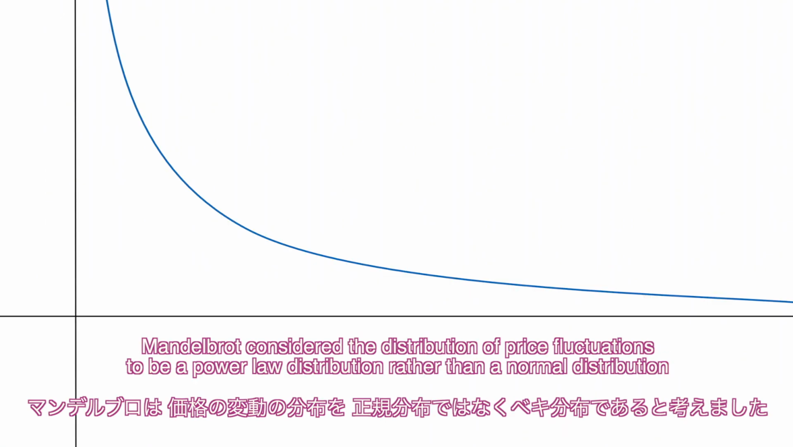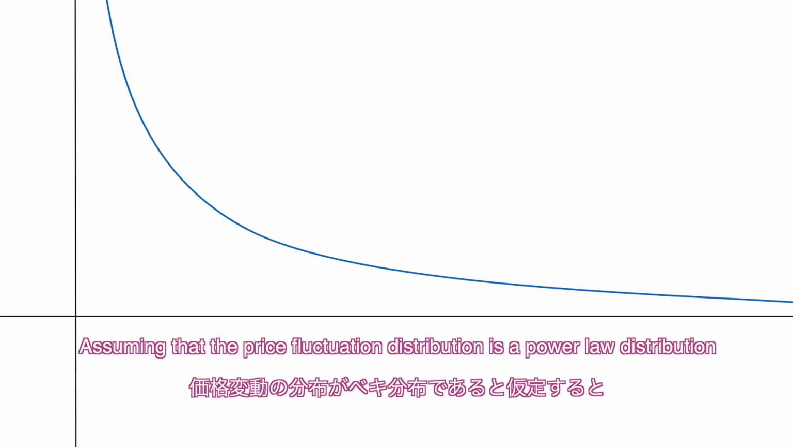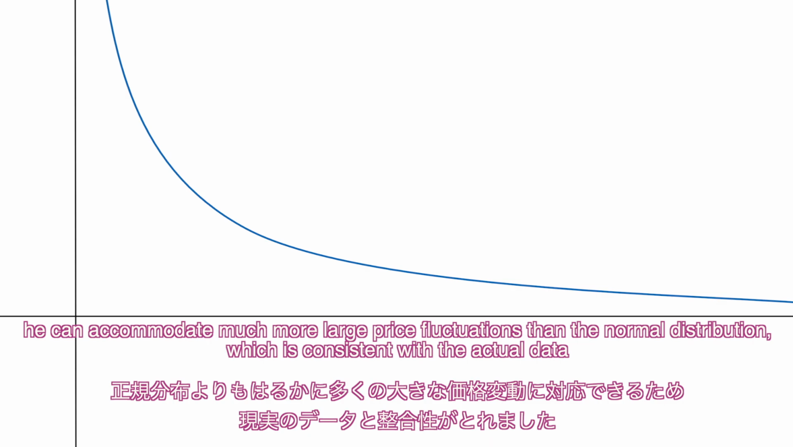Mandelbrot considered the distribution of price fluctuations to be a power law distribution, rather than a normal distribution. Assuming that the price fluctuation distribution is a power law distribution, he can accommodate much more large price fluctuations than the normal distribution, which is consistent with the actual data.